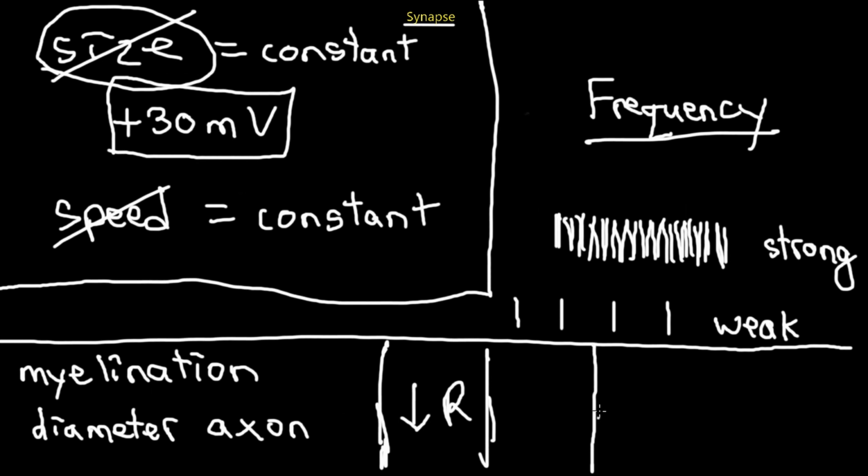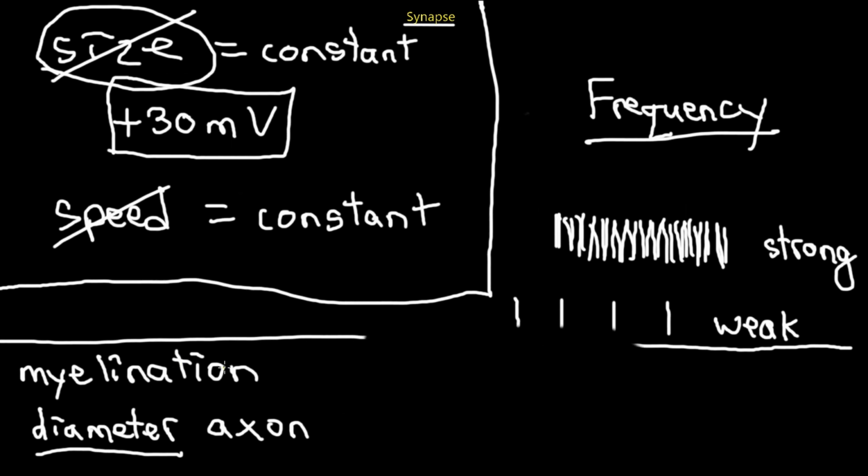However, if it is a tiny neuron or a tiny axon, it's going to be hard for the stimuli to push through, so it's going to have a higher resistance in this case. So the diameter of the axon is also going to be of high importance.